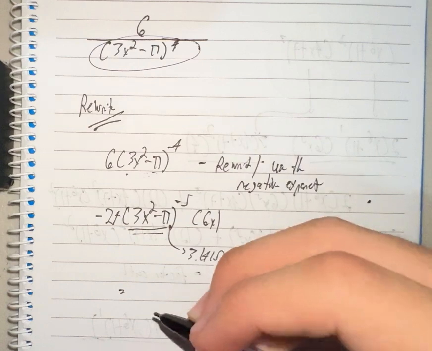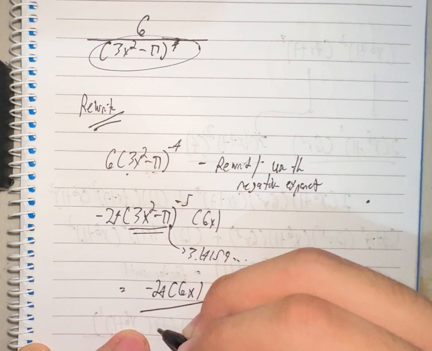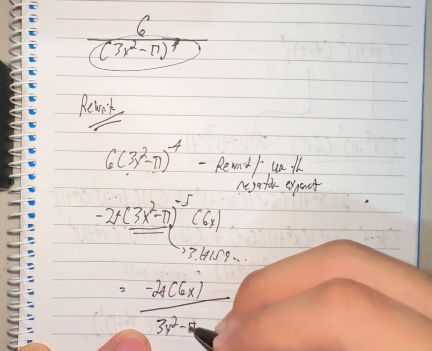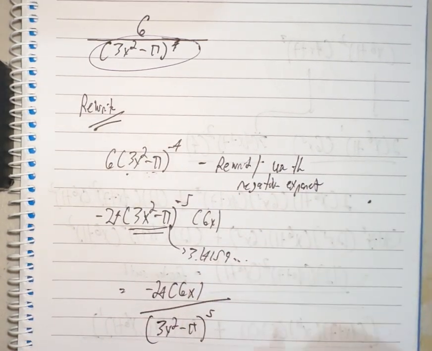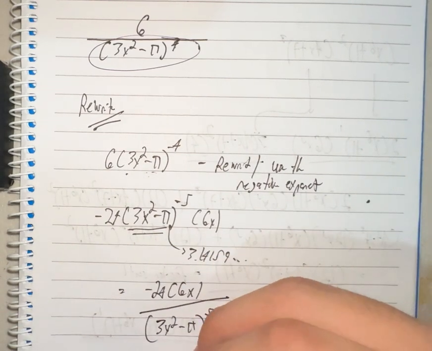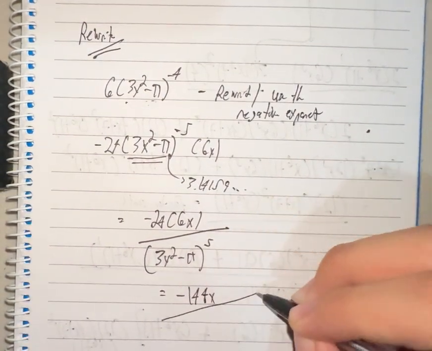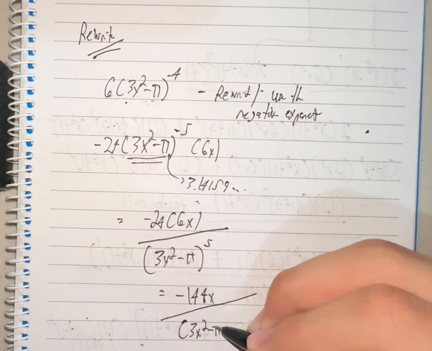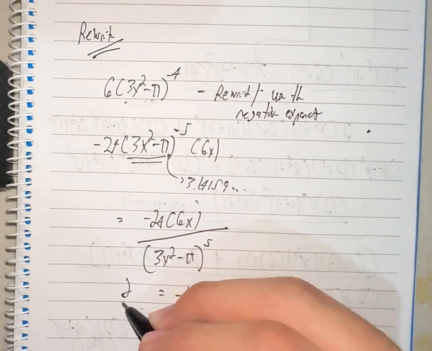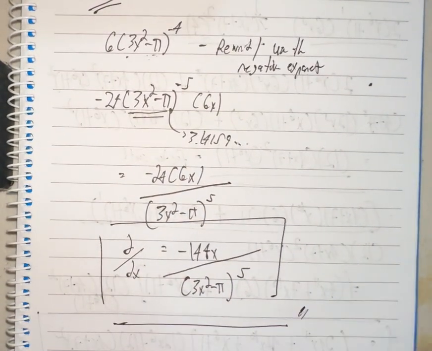So simplifying this further, it would now be -24 times 6x all over 3x squared minus pi, to the power of 5. We can simplify this further by multiplying 24 by 6, which is negative. So now the answer is going to be -144x all over 3x squared minus pi to the power of 5. And that is now our final answer.